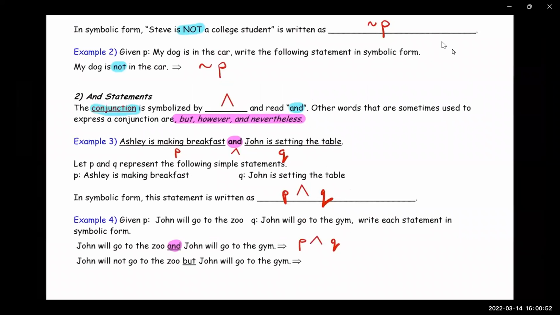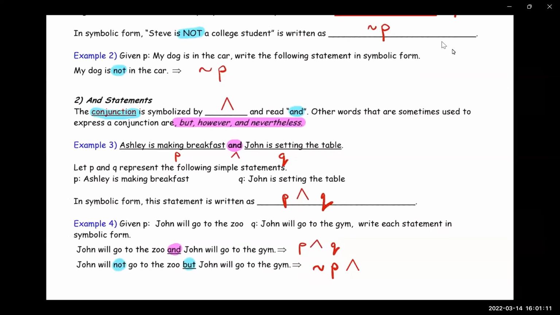John will not go to the zoo, but John will go to the gym. So there's a couple keywords here. So squiggly line, P, arrowhead, Q. Yeah, so that's not going to the zoo, but that's the same thing as an and, right? And then John will go to the gym is Q, right? Yes. All right, that is correct. That's how you write that in symbolic form.